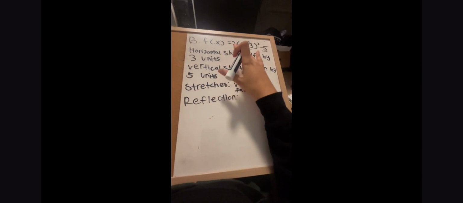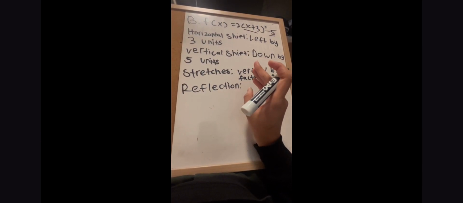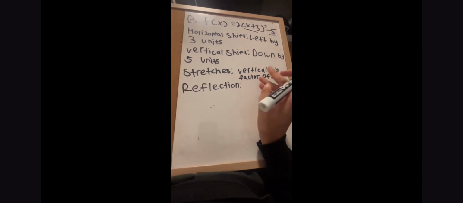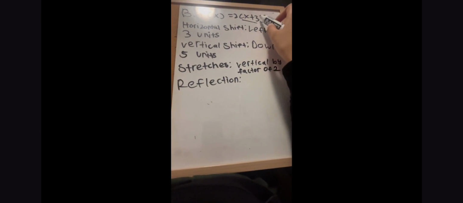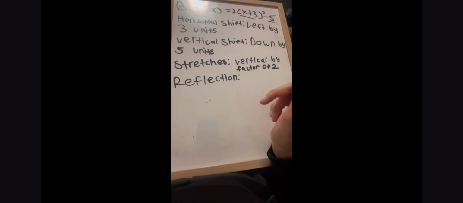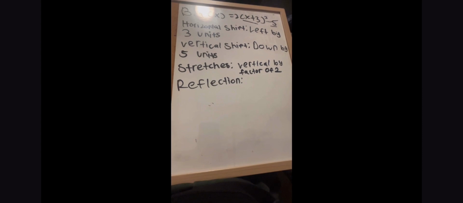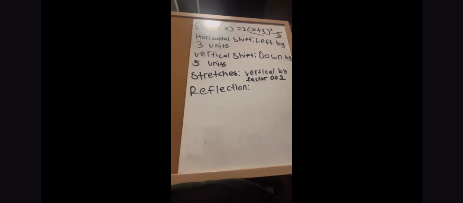And the reflection for this term is no reflection. And that is because there is no negative in front of the squared term right here. So the parabola is going to open upwards.